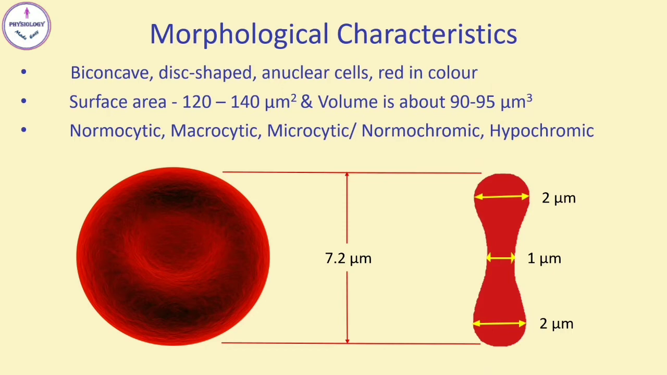Next term is normochromic. Here chrome means color. As you all know, the red color of the RBCs is due to the pigment hemoglobin. When RBCs have normal color, that is, in other words, if hemoglobin concentration inside the RBCs is normal, they are termed as normochromic. If the hemoglobin concentration inside them is less than normal, they are termed as hypochromic.